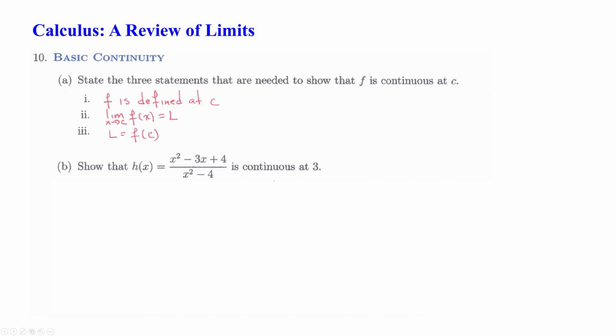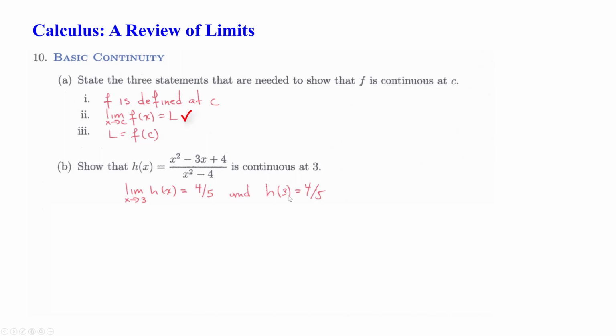First, is 3 in the domain? Yes, because the denominator is not 0. Check. 3 is in the domain. Let's look at the limit. How do we evaluate the limit? We evaluate it by plugging in. That's actually going to give us this here immediately, but let's wait. So we evaluate by plugging in.